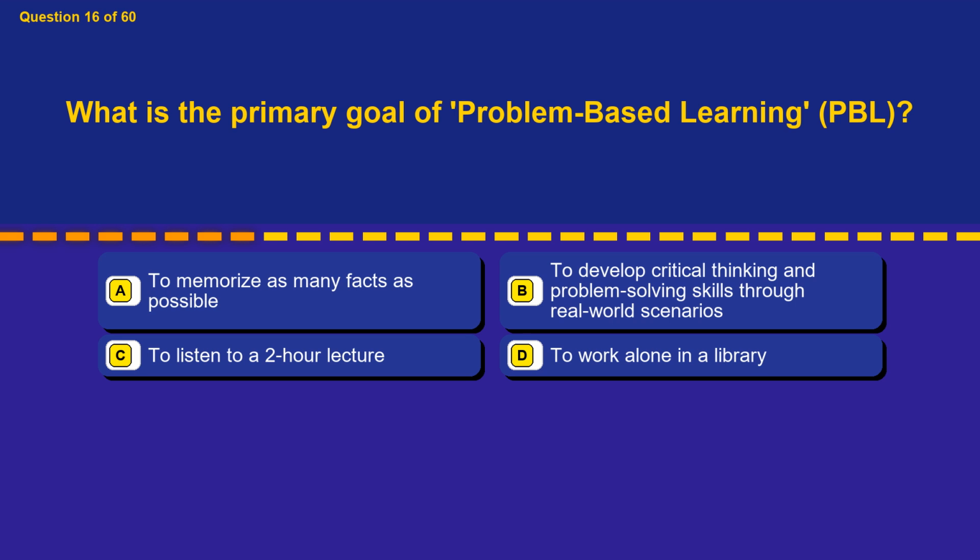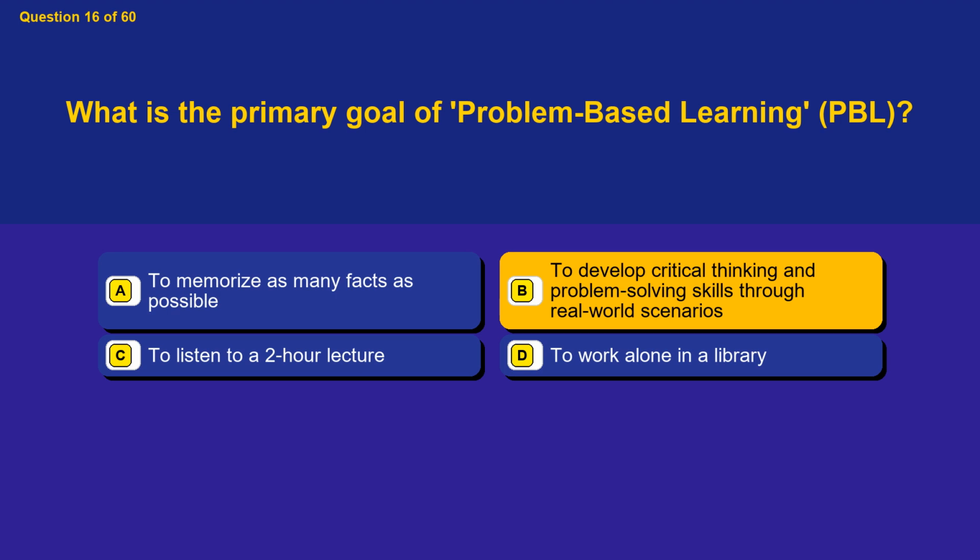Option A, to memorize as many facts as possible. Option B, to develop critical thinking and problem-solving skills through real-world scenarios. Option C, to listen to a 2-hour lecture. Option D, to work alone in a library.